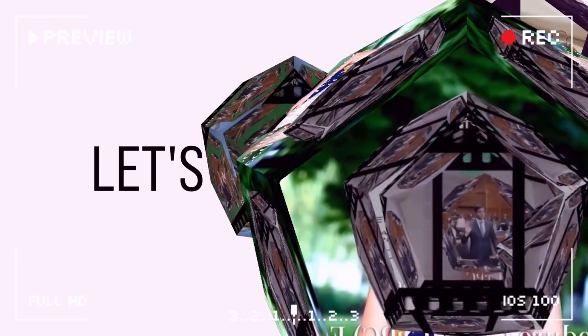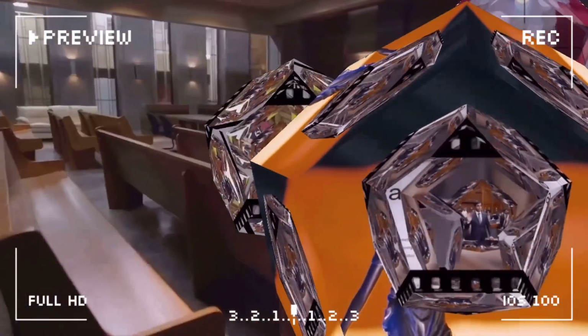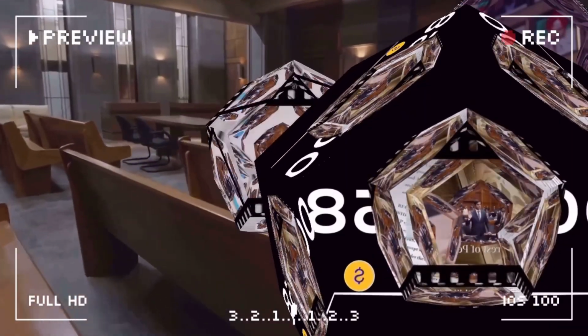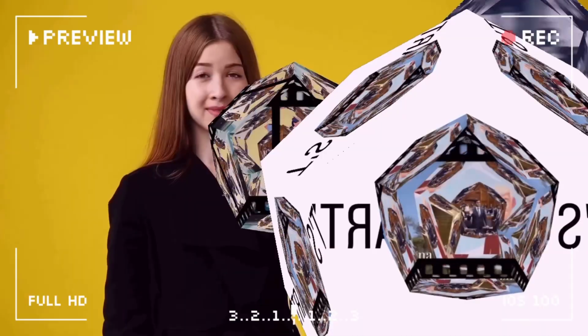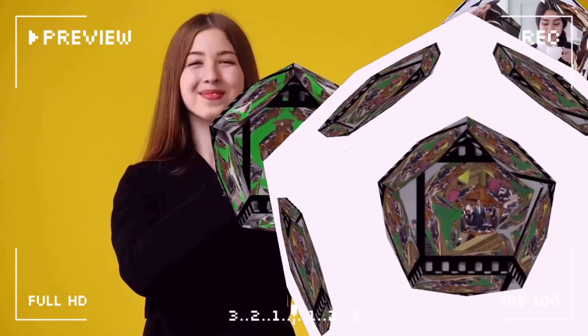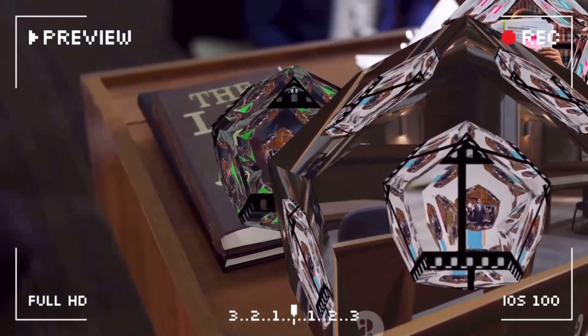First off, the CrPC is the backbone of India's criminal justice system. It's a comprehensive statute that outlines the procedure for the administration of criminal law in India. Ready? Here we go. Chapter 1 sets the stage with the preliminary rules. It tells us what the CrPC is all about and defines key terms.